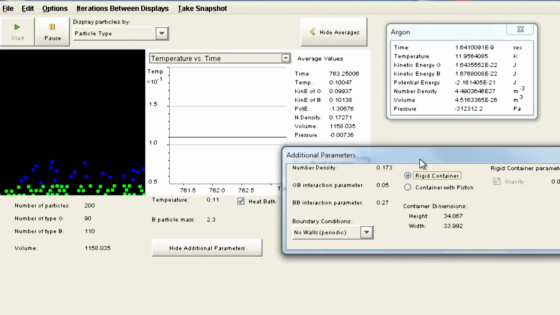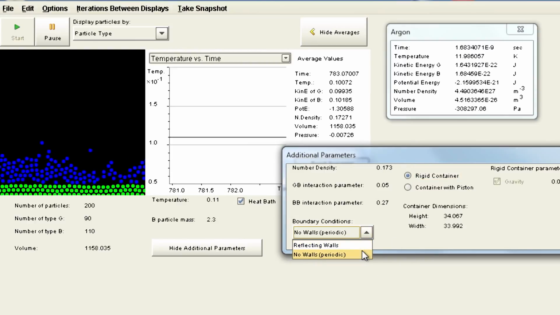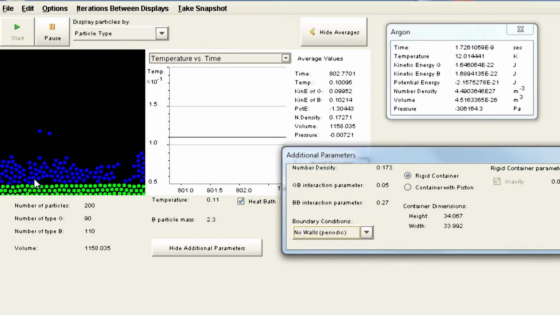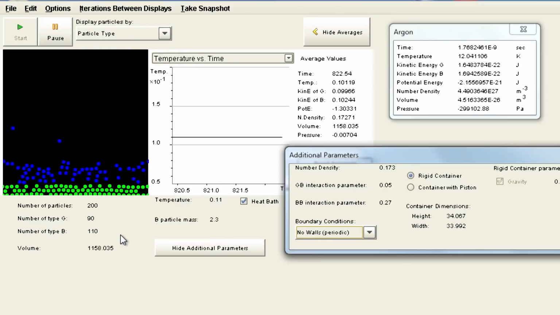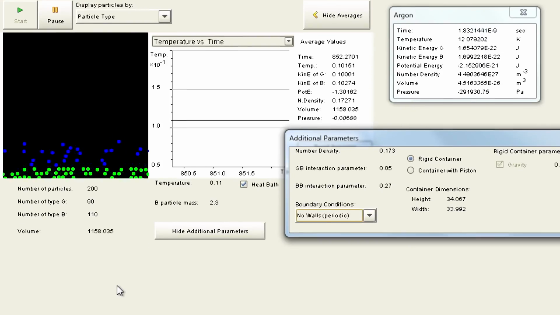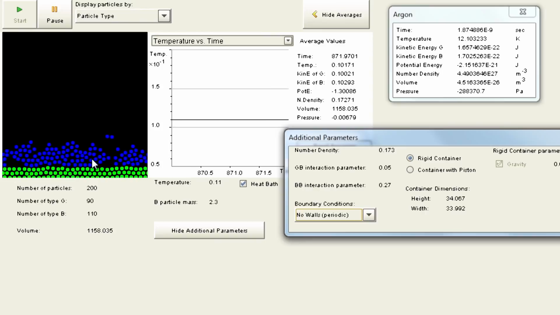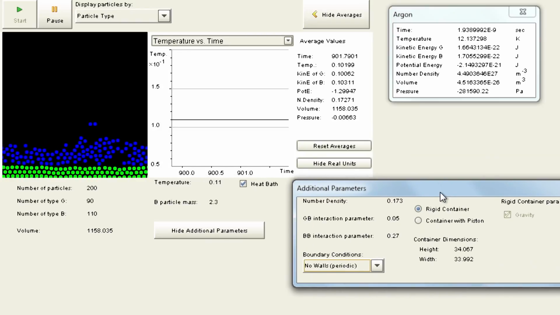So, let us put the heat bath on, but now we are going to change the boundary condition to no wall. Now, you can see that this mass can go out of that and appear from the other side, and it is more likely in this case the bulk behavior, because there are no reflecting walls, no confinement. You can see the wetting happening, and this whole blue system is spread over the entire system of the green surface that you are looking at.